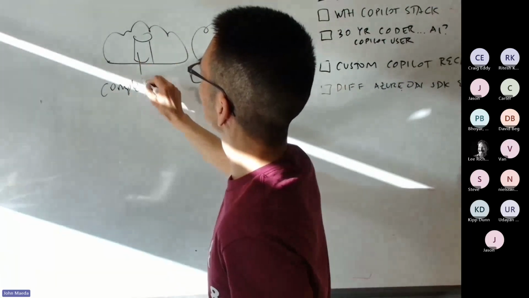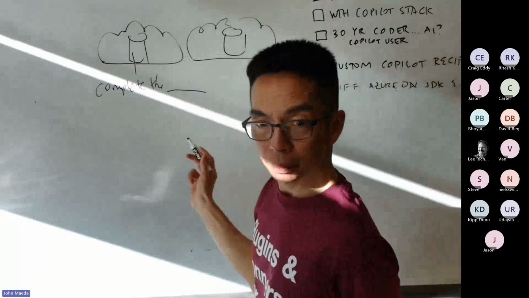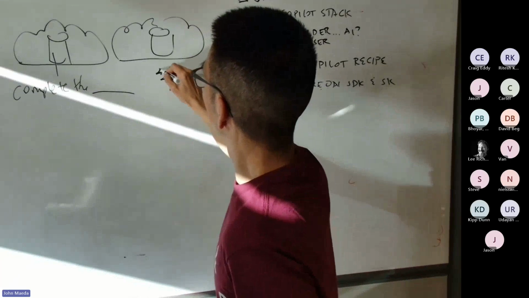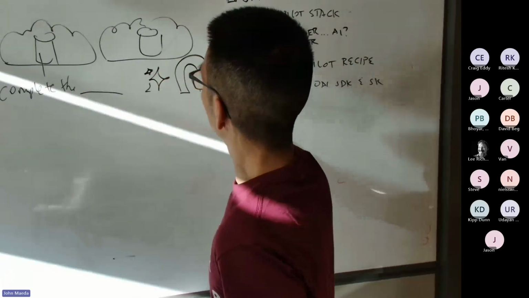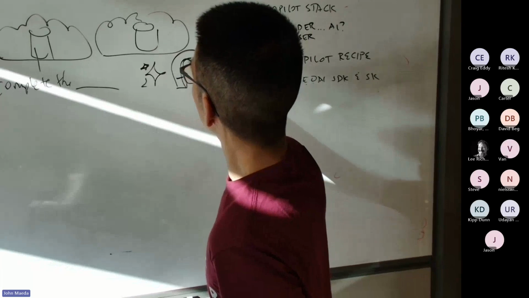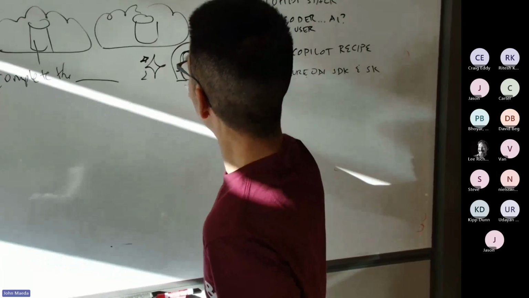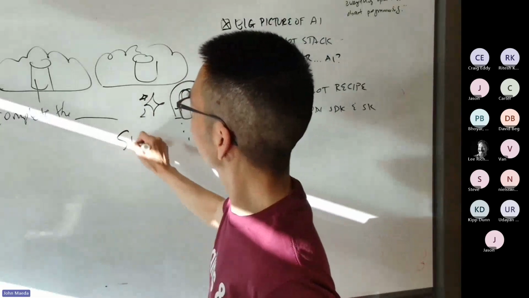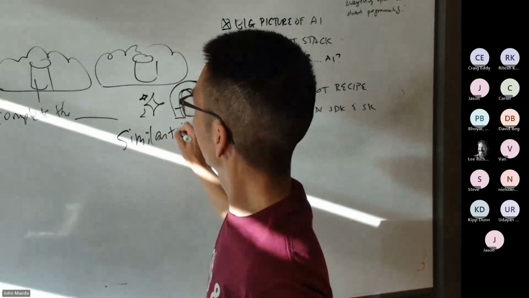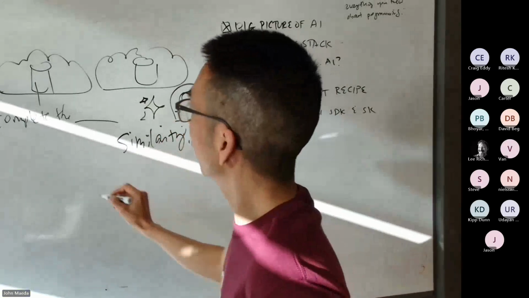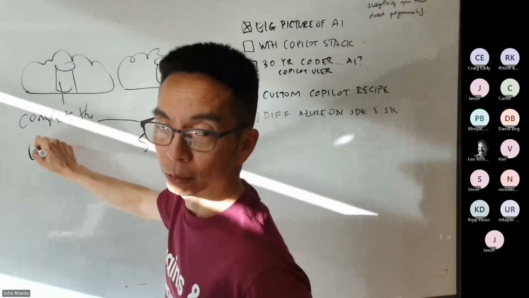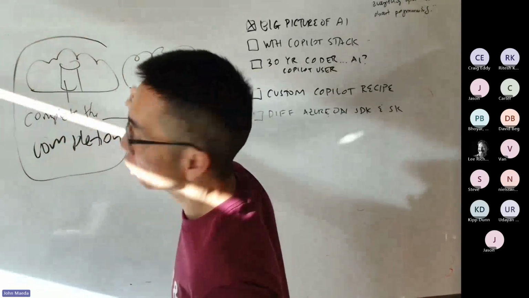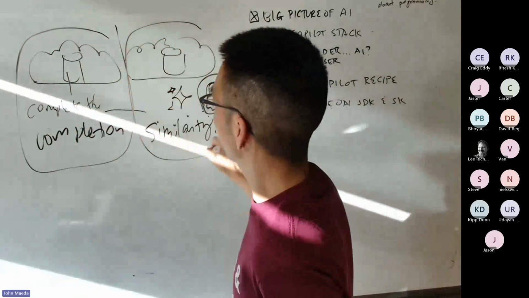complete the sentence, and then this one is magically give me something similar. I'm going to use a magnet here. Everyone knows a magnet. With a magnet, I can find things that are similar. Similarity engine, association engine, and completion engine, also called generative AI. This one does generative, this one does similarity.